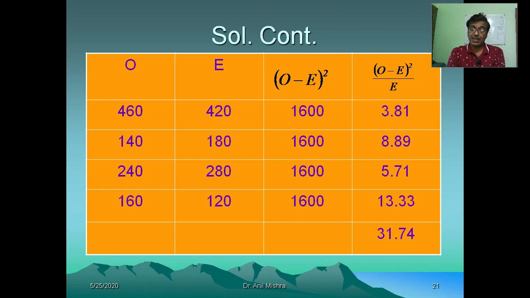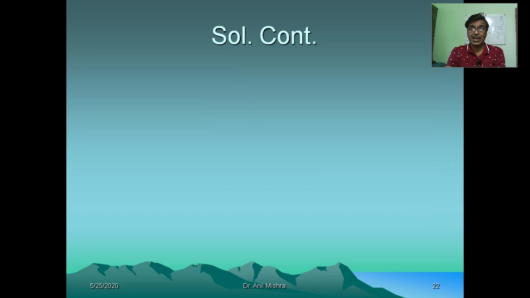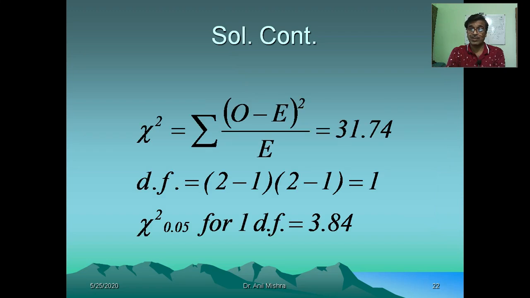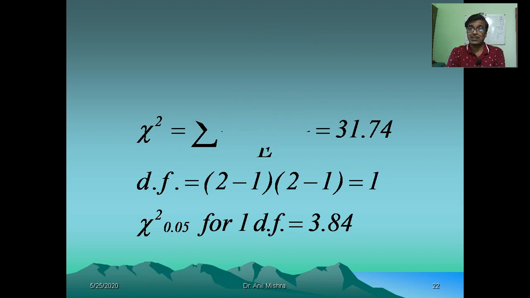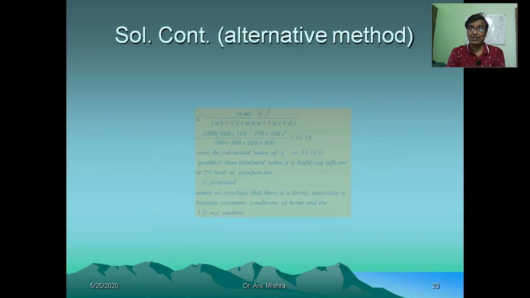Now, what is the critical value? With the degrees of freedom and 5% level of significance. Degrees of freedom is how many? Rows, 2 rows less 1, that is 1; 2 columns less 1, that is 1; 1 into 1 is 1. 1 degree of freedom, 5% level of significance, and the critical value is given as 3.84. And your calculated value is 31.74. That means the calculated value is more than the critical value. So it is highly significant, reject the null hypothesis, right?